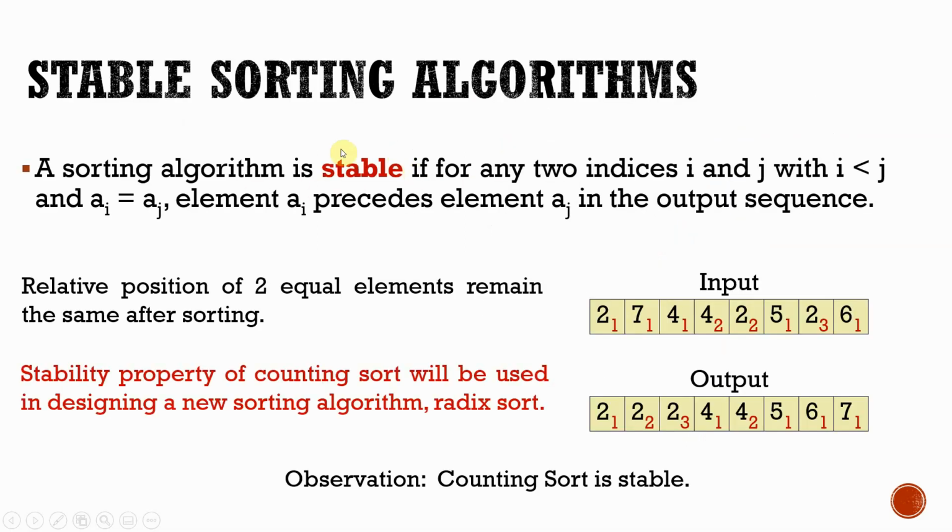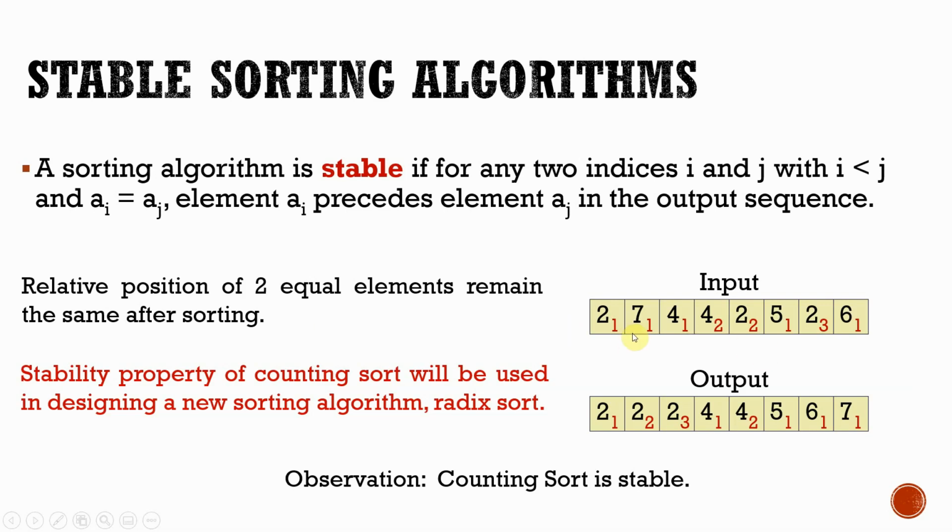Okay, so here it's a review of stable sorting algorithms. A sorting algorithm is stable if for any 2 indices i and j with i smaller than j, if ai is equal to aj, element ai precedes element aj in the output sequence. So basically for a stable sorting algorithm, the relative position of 2 equal elements remains the same after sorting. If one of them is preceding the other one, in the sorted version it is also going to be preceding the other one.